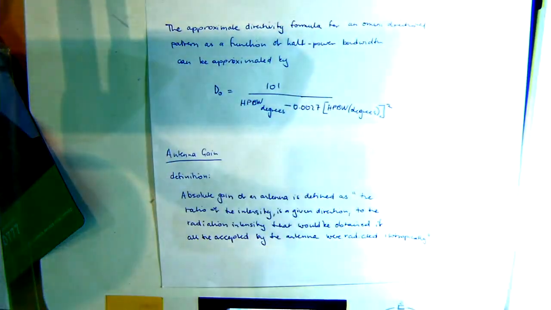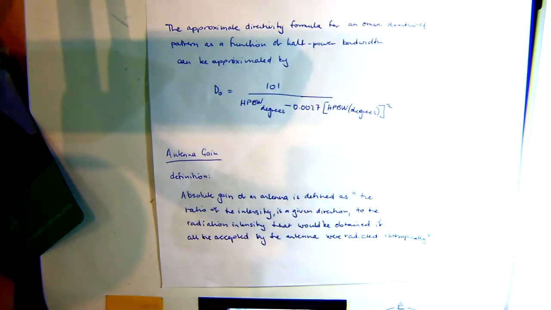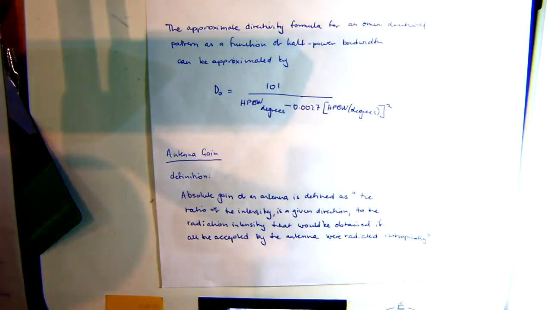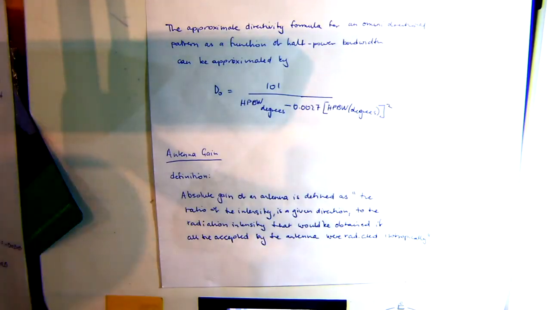Okay, let's talk about antenna gain. Antenna gain, right? We've talked about directivity, but we also want to talk about antenna gain, which is essentially defined as the directivity multiplied by any losses in the actual antenna, the efficiency of the antenna. But what's important here, and I need to emphasize this, is that when we're talking about gain, we do not include impedance mismatch.